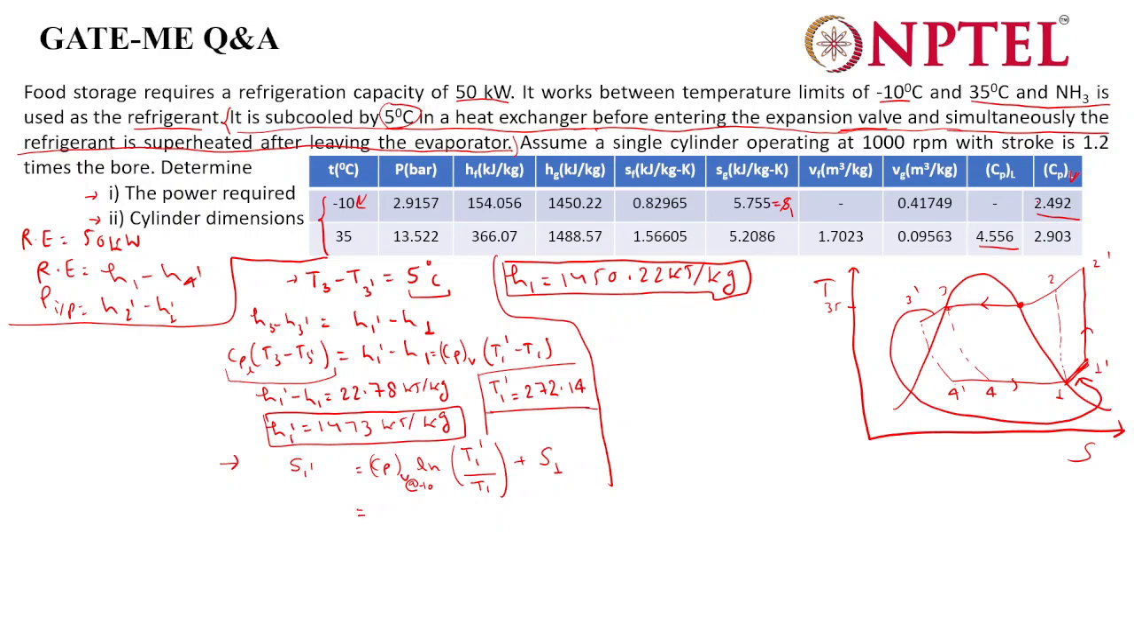Cp of vapor at minus 10 is this. And T1 dash, we know this is the T1 dash, and T1 is this, 263, right? Calculate it and let me know.